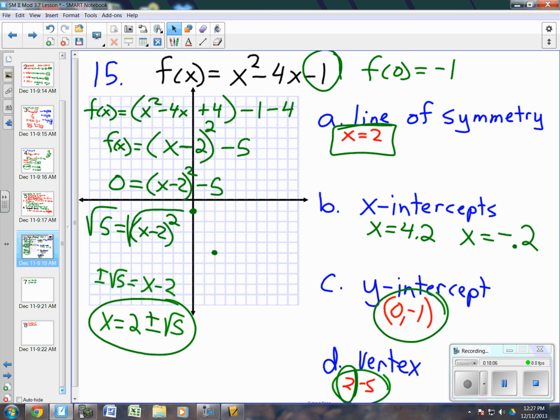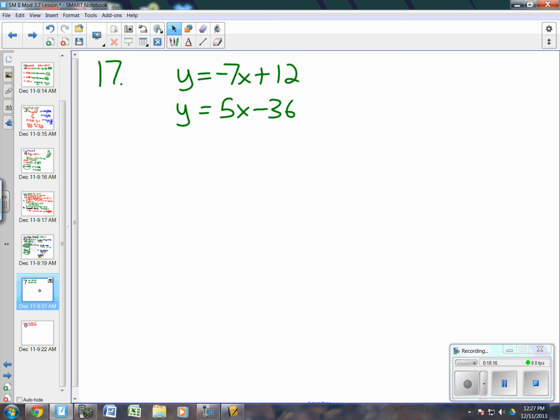What about 18 and 19? I've got some problems written down here. I can't remember what numbers they are, but let me look at these two. Which two did I get? I got 17 and 19. Let me just show you, and then you'll know how to do it. Okay? All right. Hey, you guys, 17 you guys learned how to do last year. Now, you can either use substitution or elimination method. Do you remember that?